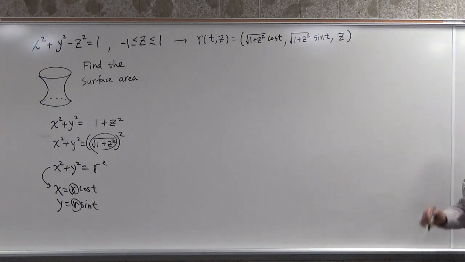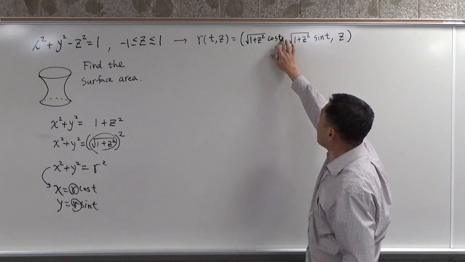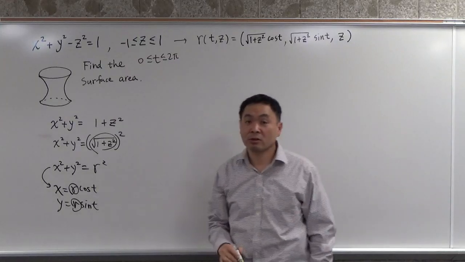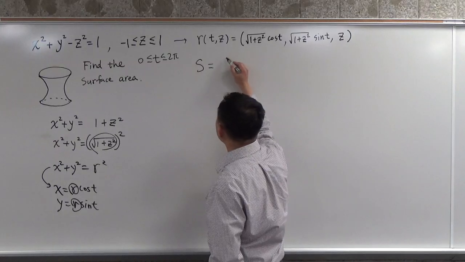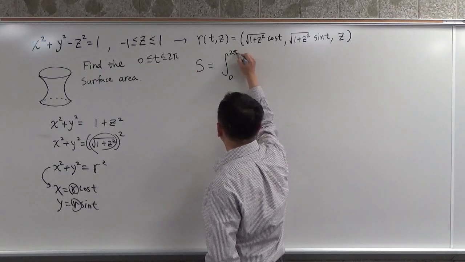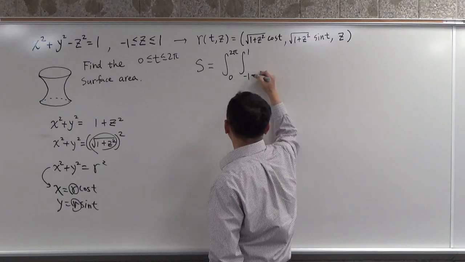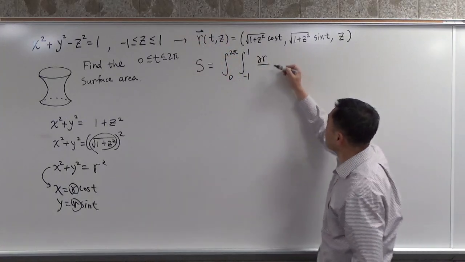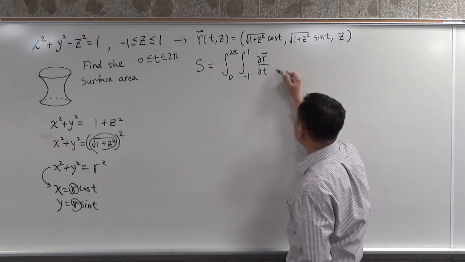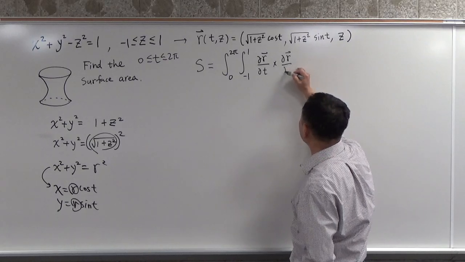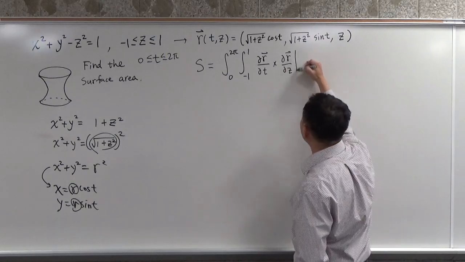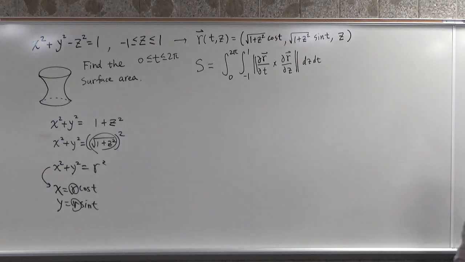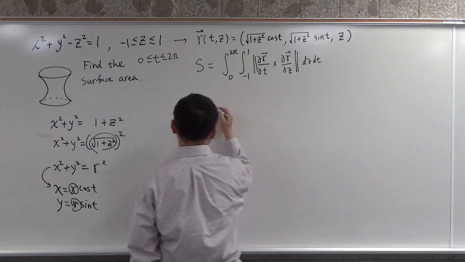Okay? All right, so because this should go around the full circle, we know that t should be between 0 and 2 pi. And therefore, the surface area that we want would be the integral from 0 to 2 pi for t and negative 1 to 1 for z of the partial derivative of this parametrization with respect to t, cross the partial derivative of r with respect to z, and you take the norm of it, and then dz dt. That should be giving you the surface area. Okay, so let's actually do the derivatives.